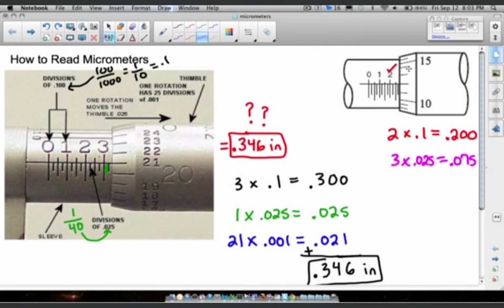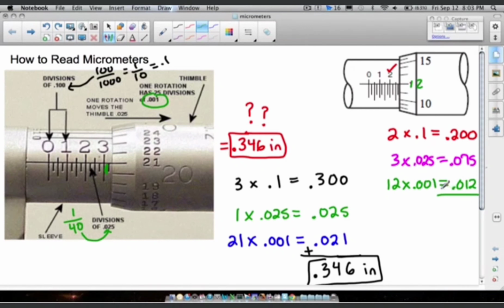And then last but not least, let's read the thimble. There's 10, there's 11, there's 12, and then notice 13, 14, you have a 15 up there. But this 12 right here, that is what lines up with the black line on the sleeve. So we take 12, and now remember the numbers on the thimble, we multiply those by 0.001 because they're measuring the thousandths. I think I said 0.01, but we multiply by 0.001, and when we do that, we end up with 0.012, or we can say 12 thousandths.